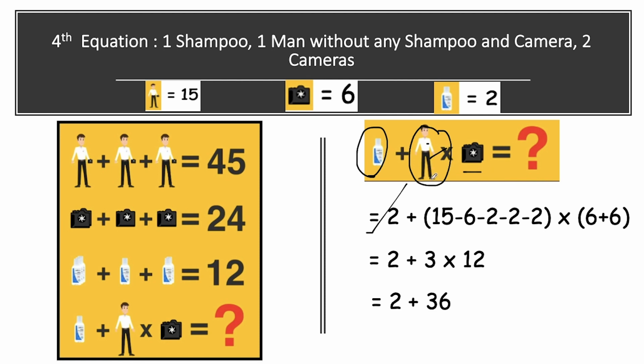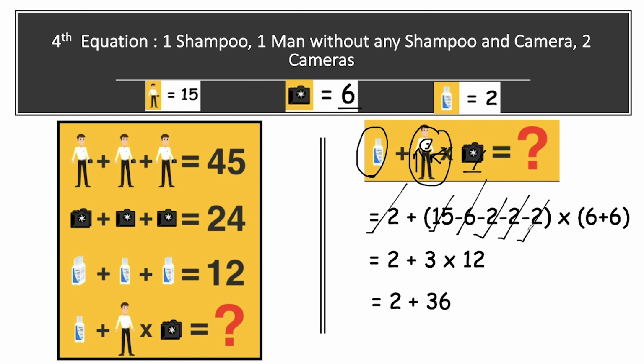So now putting the value of the man without shampoo and camera: man with shampoos and camera value is equal to 15. And if he is not holding anything, then we have to minus out that item from this image. So minus 6, that is the value of camera. Minus 2, that is the value of shampoo he is holding in one hand. Minus 2, the value of shampoo which is present inside his shirt pocket. And again minus 2, which is present inside his pant pocket. Into 2 cameras. 1 camera value is equal to 6. So 2 cameras will be 6 plus 6.